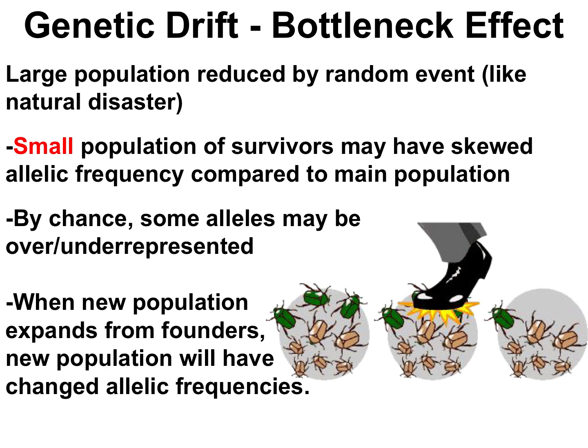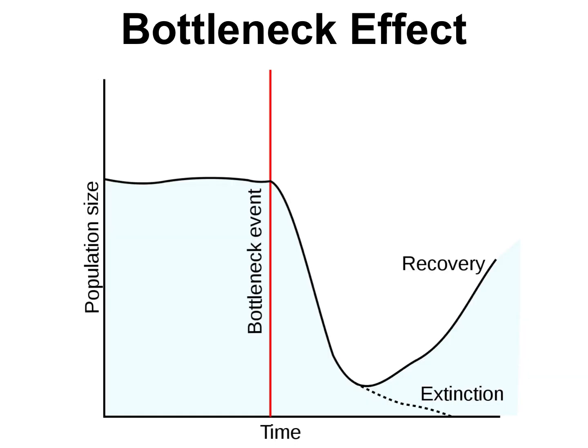Here's a look at a bottleneck from kind of like a graph perspective. The population starts as a large size, and then there's a bottleneck event that nearly wipes out the whole population. When the population recovers, only the survivors of the bottleneck event can contribute to the traits of the recovered population. If the survivors had different ratios of traits compared to the original population, then the recovered population will have changed over time compared to the start.